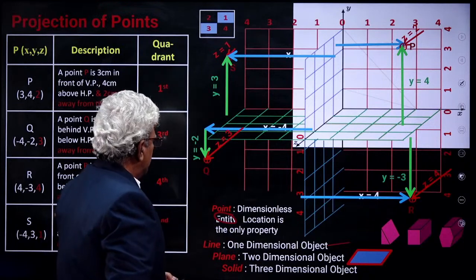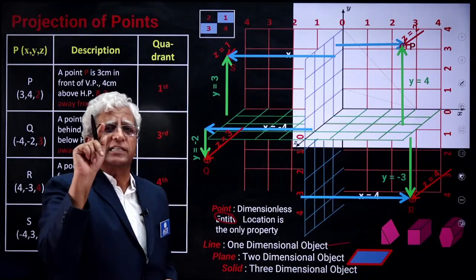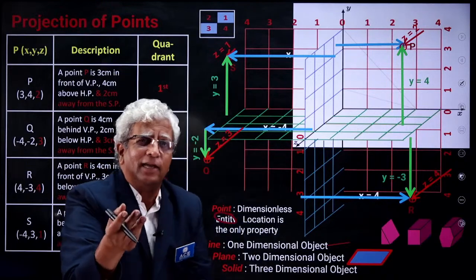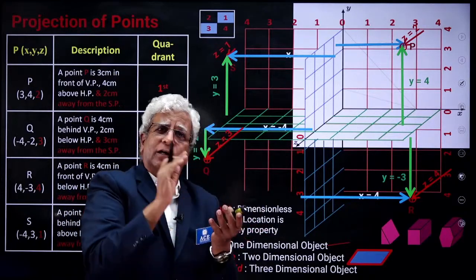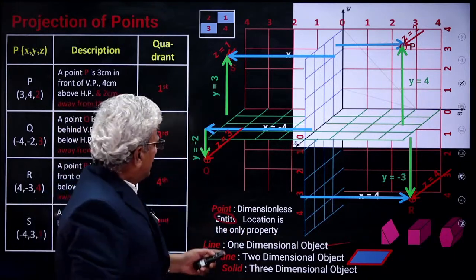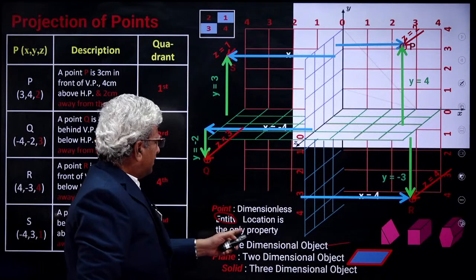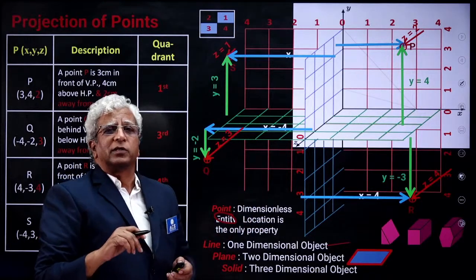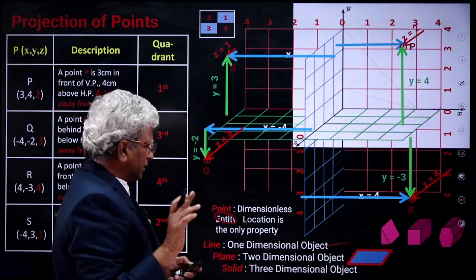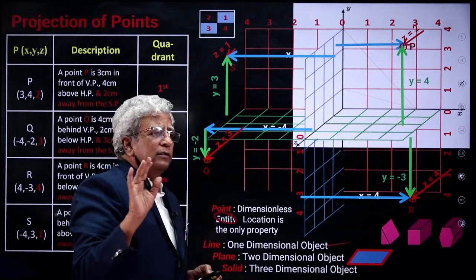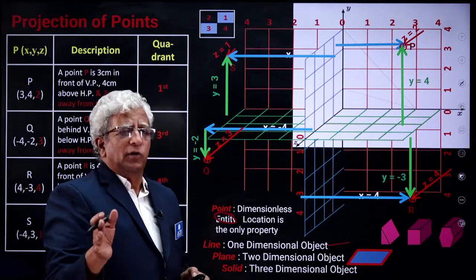It has what property? If it is a line, we say length. If it is a point, what do you say? You can't say length, you can't say area, you can't say volume. But what you can say? Its location you can say. So the point has only the location property. This may be an objective question. Try to understand this concept.